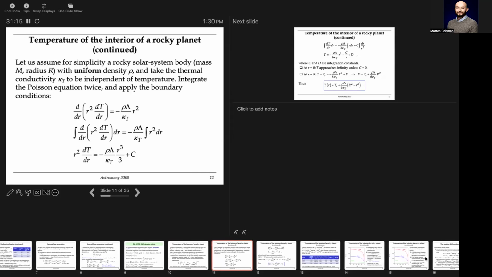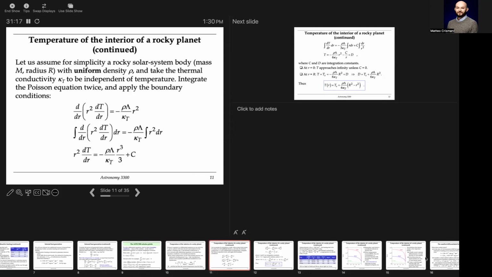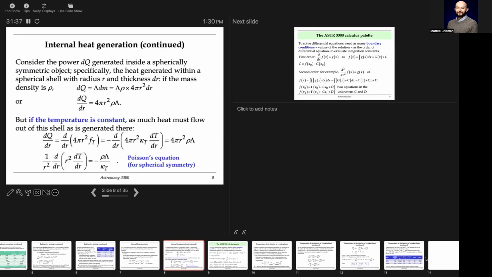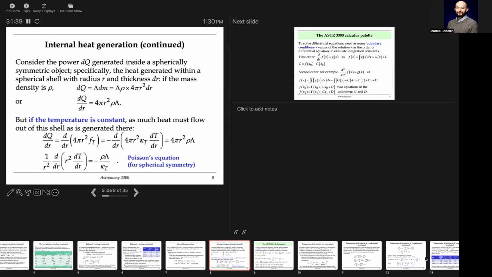But you can also do it like this. You can assume the thermal conductivity is independent of temperature. So you just integrate the Poisson equation twice and apply the boundary conditions at those boundaries. If, for example, you remember the original equation, here it is, 1 over r squared d dr. I just want to start with that exterior d dr. I'm going to multiply the r squared over, and then I'm going to integrate both sides.